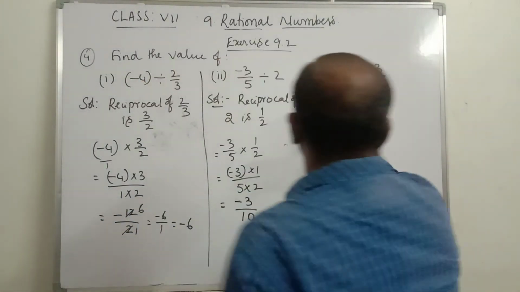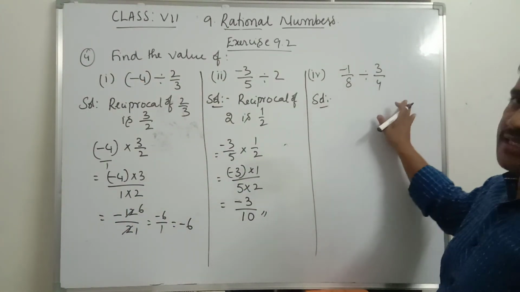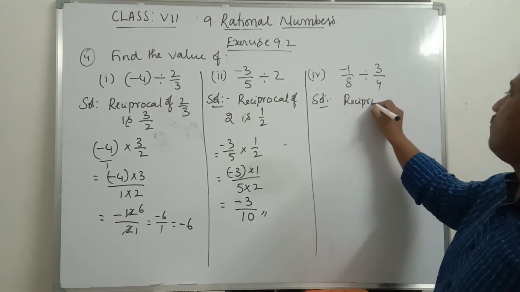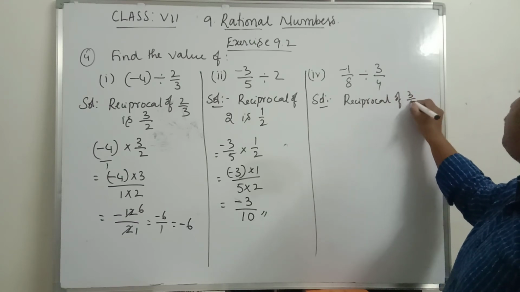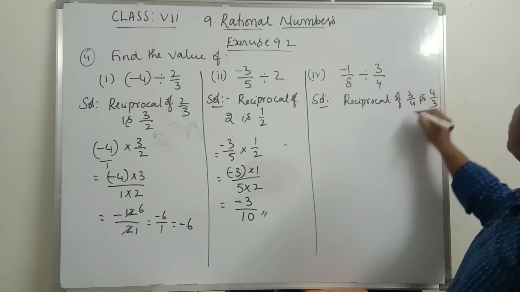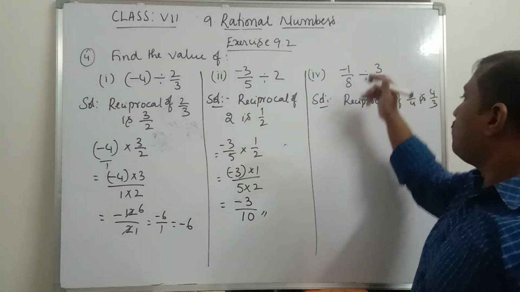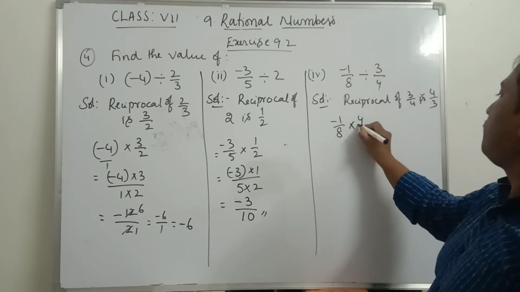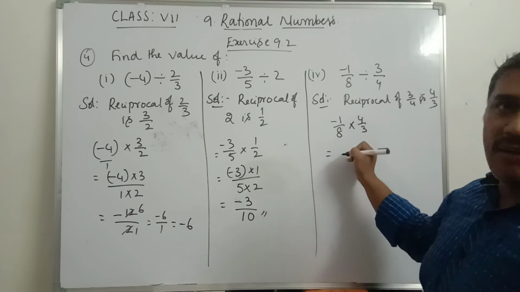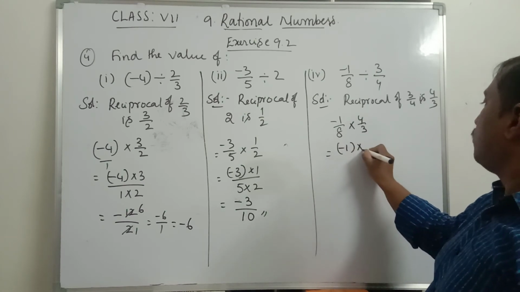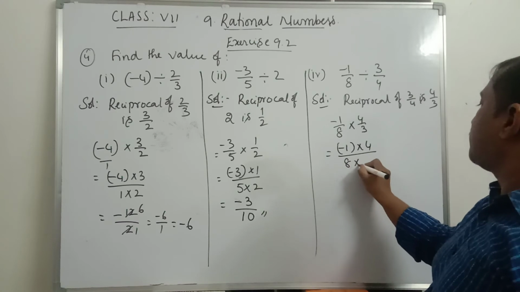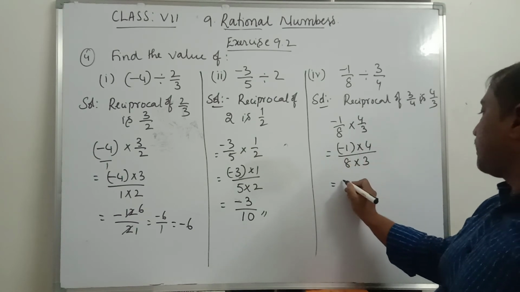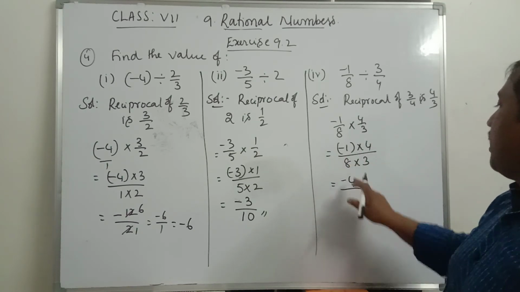Now the fourth question. Here we see two rational numbers, minus 1 by 8 and 3 by 4. The reciprocal or multiplicative inverse of 3 by 4 is 4 by 3. Now multiply minus 1 by 8 with the reciprocal of 3 by 4, that is 4 by 3. That equals multiplying the numerators, minus 1 into 4, divided by the denominators, 8 into 3. We get minus into plus is minus, 1 into 4 is 4, minus 4 divided by 8 into 3.